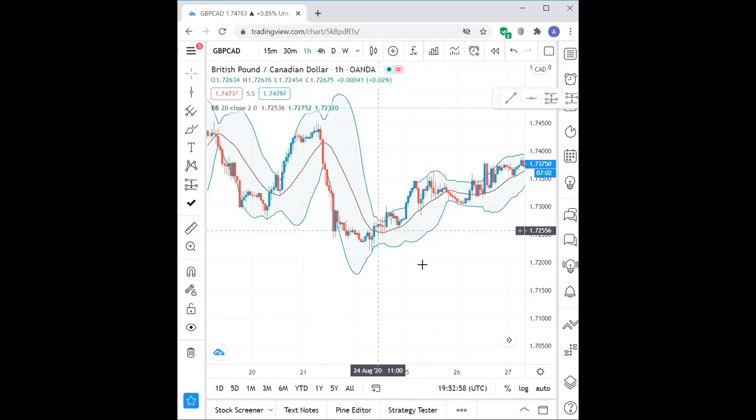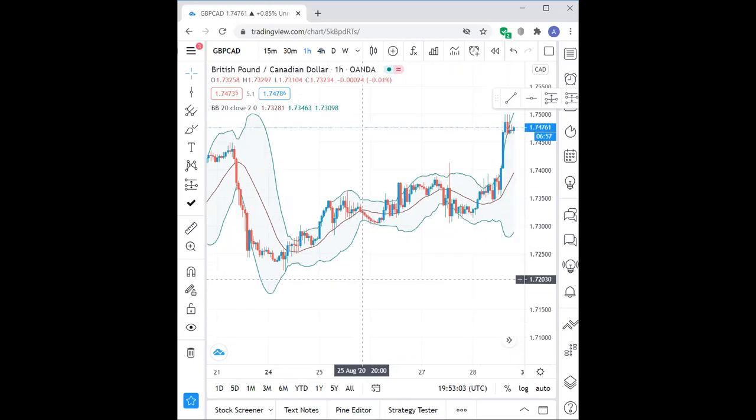Okay, if you have understood the Bollinger Bands, give me 66 in the chat. Yes, thank you, 66.